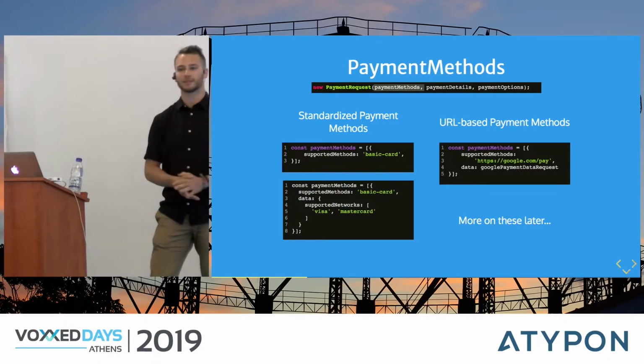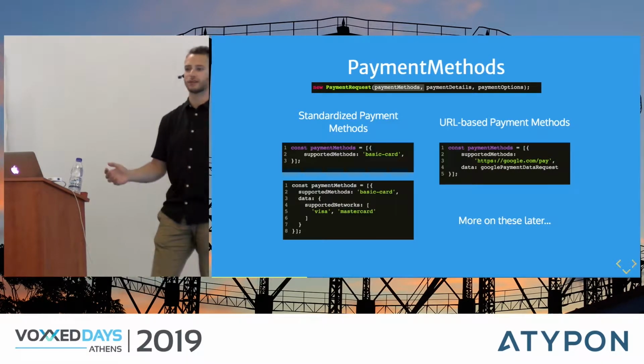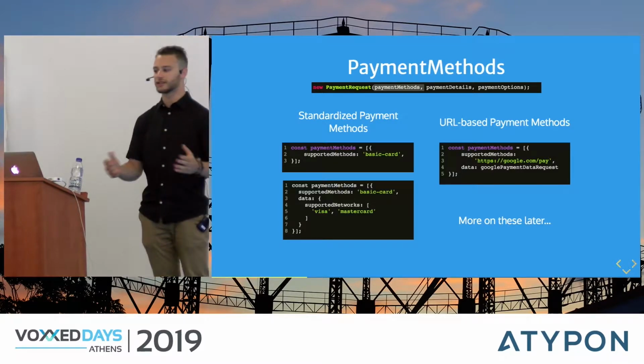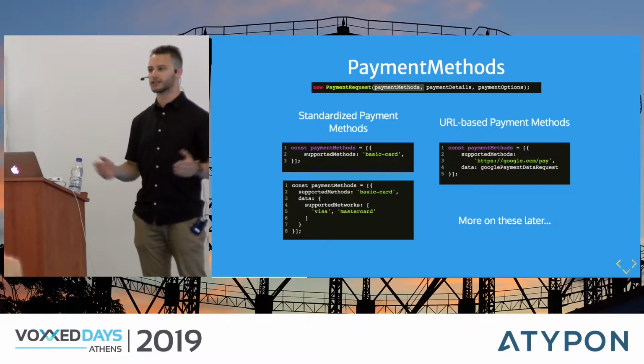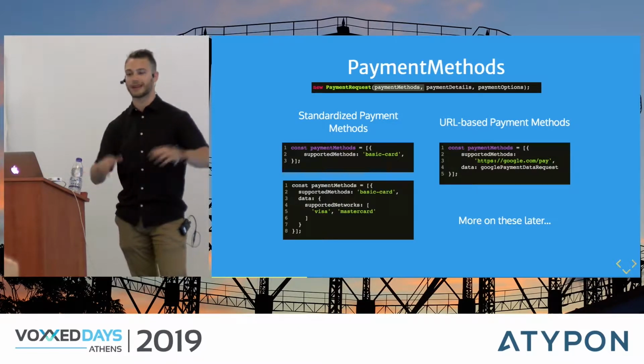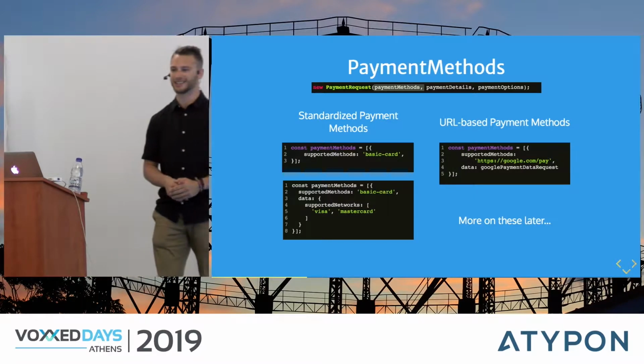The first one is payment methods. This is where you specify what type of methods you're going to accept for payment. And this API is intended to be very broad, to accept any kind of payment at some point in time. It's, again, still a new API.